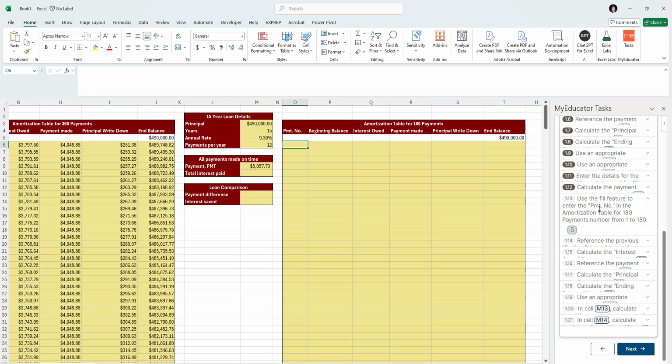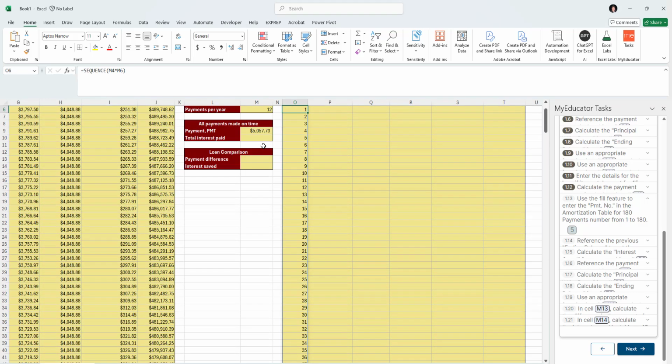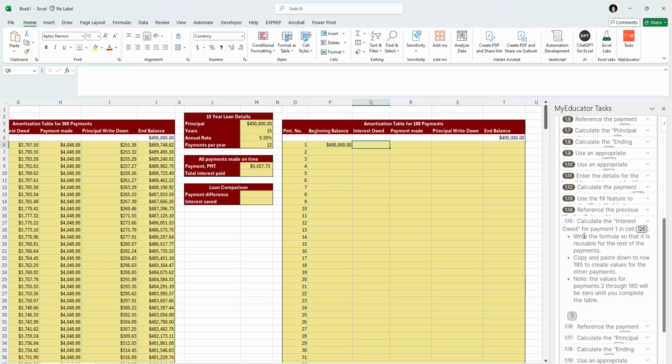Use the fill feature and enter the payment number. This will be a sequence. Click to put the focus there. Sequence, 15 times 12. I should now get a sequence that only goes to 180. Reference the previous ending balance for the beginning balance. Calculate the interest owed. Beginning balance times interest rate divided by 12. And I need to lock both of those.